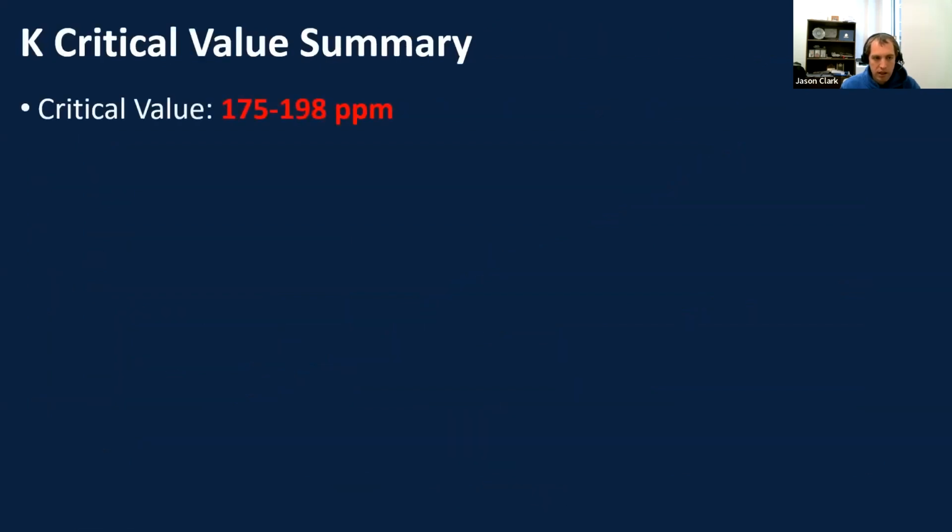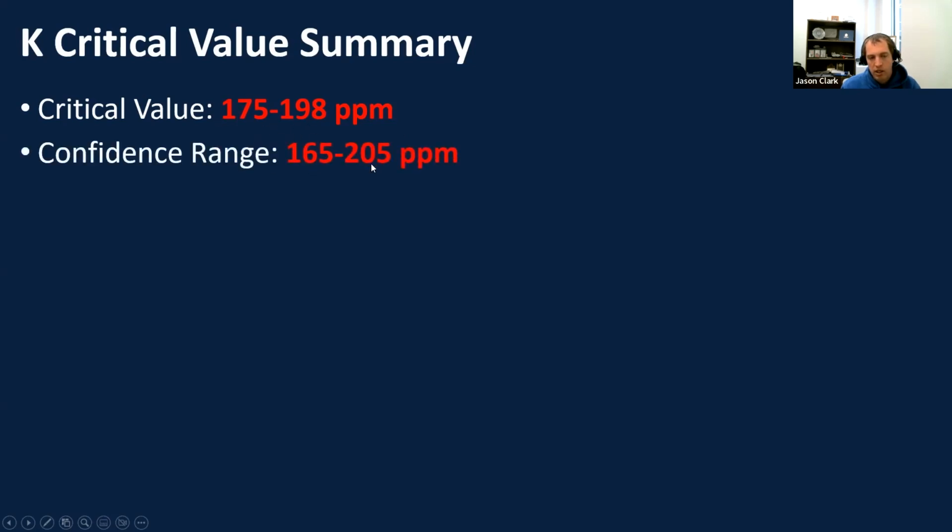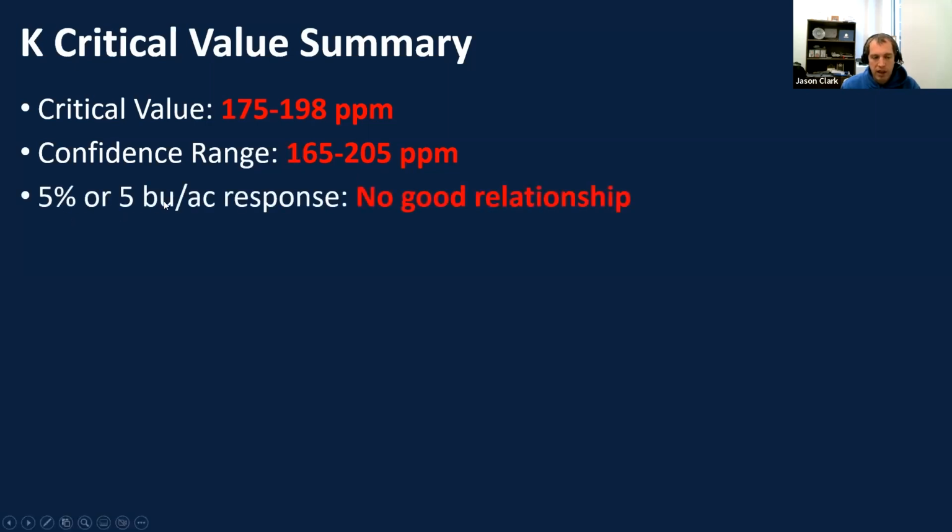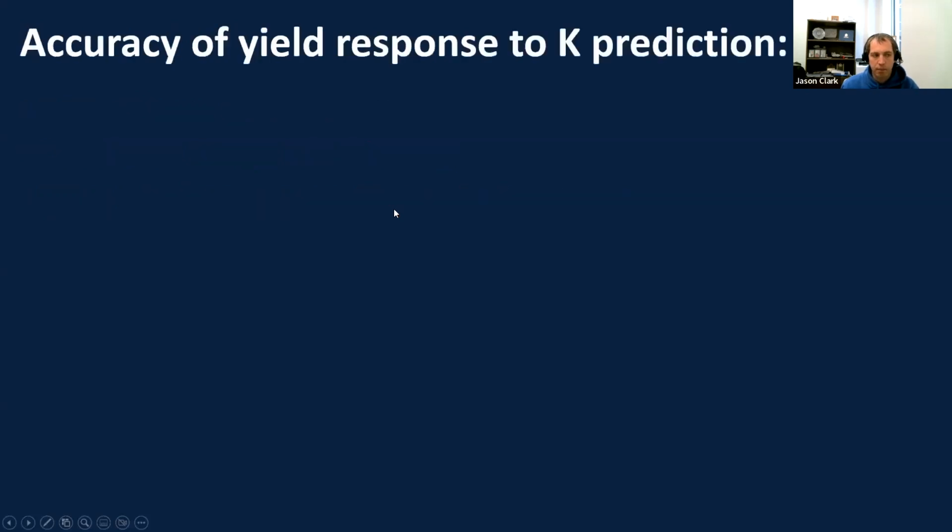So if we look at the summary there, if we're trying to maintain, our data shows that our critical values between that 175 to 198, that critical range 165 to 205, this one's probably about the range where we want to keep our soils to make sure we're optimizing our yield. That 5% or 5 bushel per acre increase, we didn't have a good relationship, so we can't really use that there. If we use soil test K by itself, we're at 63% accurate.